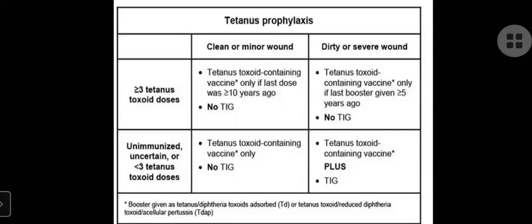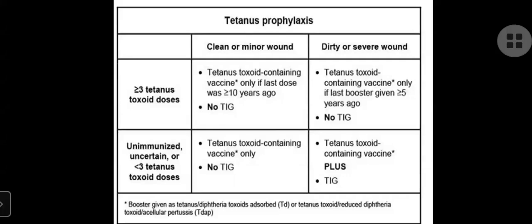Someone with Galaxy A32 says, in the case of prophylaxis, is there a window period to give the TT? Dr. Mabel, do you want to respond to that? Your microphone is muted. Doc, what is the question again? Is there a window period for TT, for tetanus toxoid, in the case of prophylaxis?